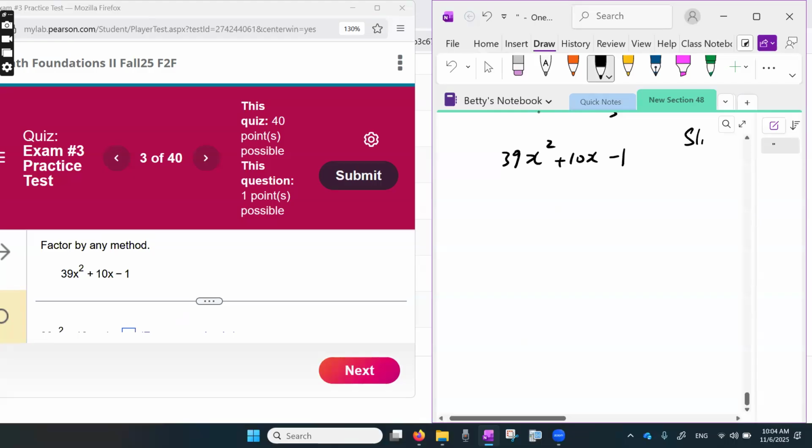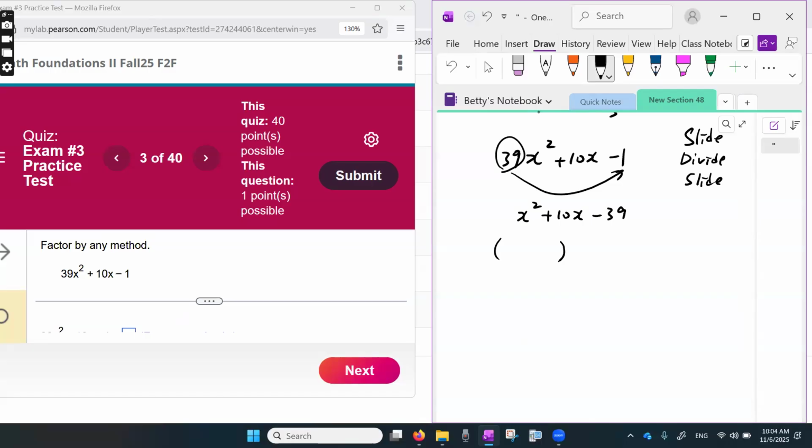Then let's do the slide divide method. Slide, and then we have x squared plus 10x. 39 times negative 1, negative 39. Factor. Which two numbers multiply to negative 39 and add up to 10? The two numbers must have opposite signs, right?